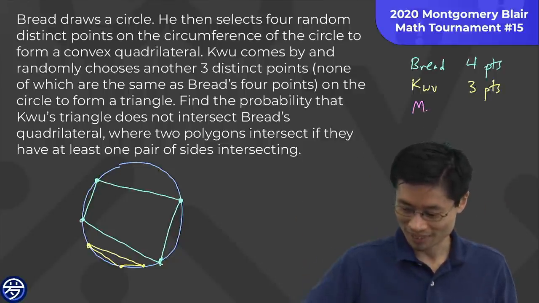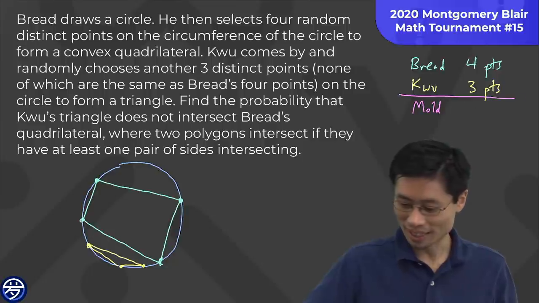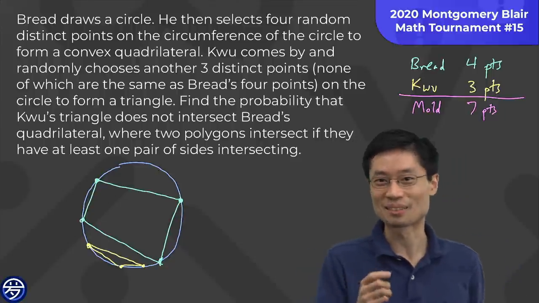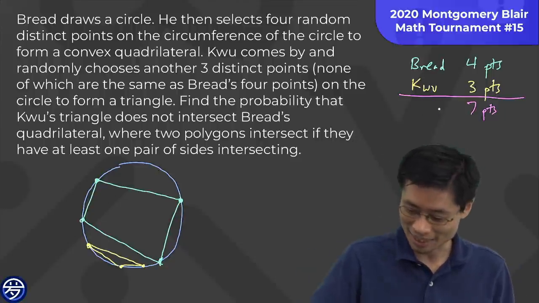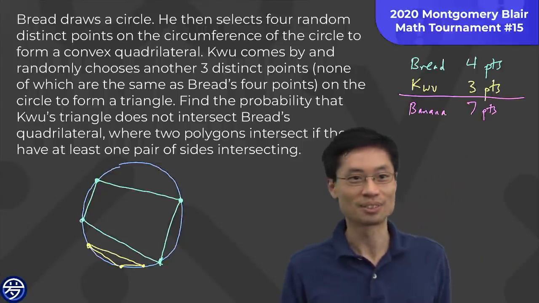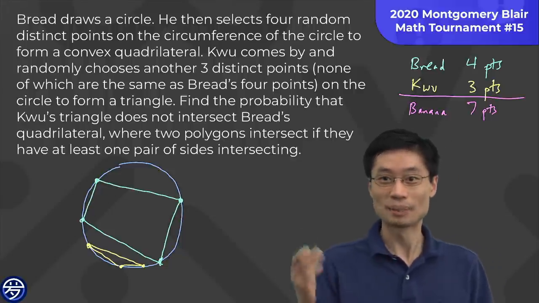Mold. You could instead have Mold pick 7 points. All right. So now you ask what kind of thing. You guys are right. I should have called it banana, actually, to keep in the theme of what's going on here. Obviously, banana. And banana is pink. Ku is who's yellow, who knows, okay? So banana picks 7 points.